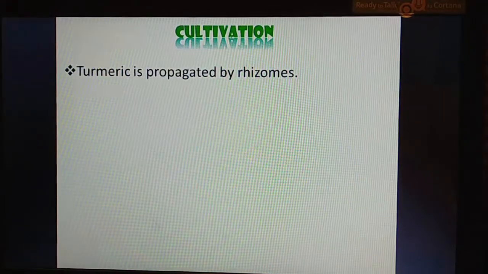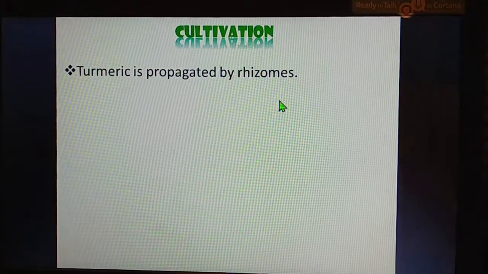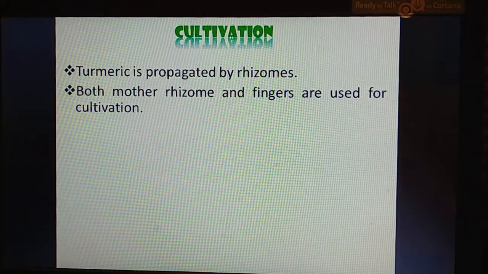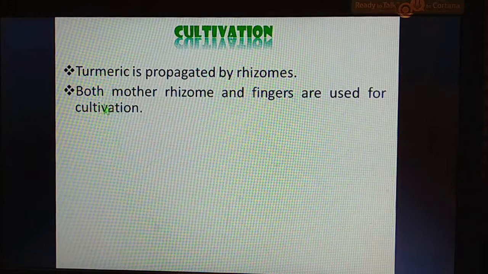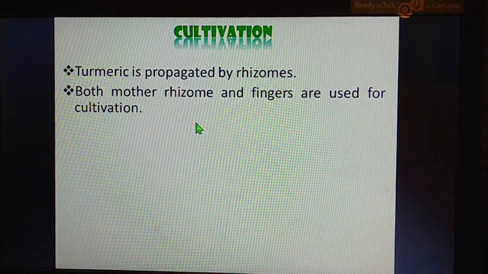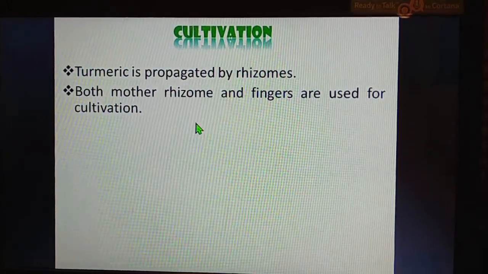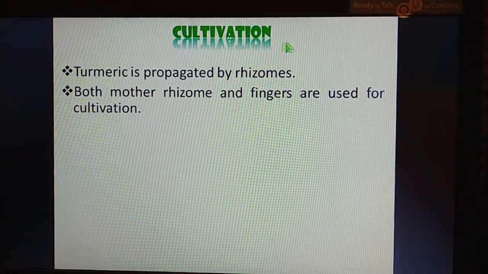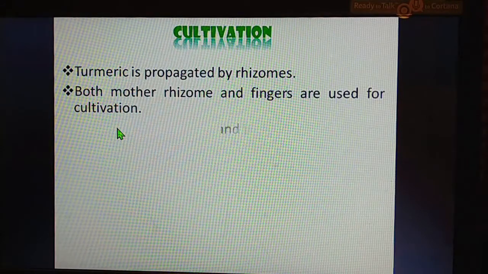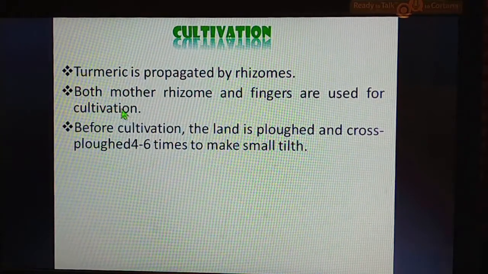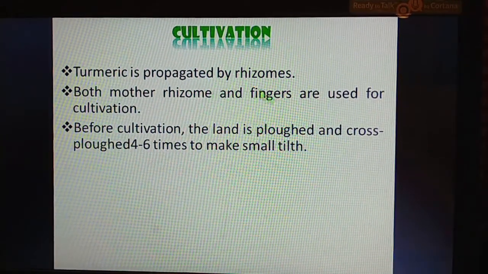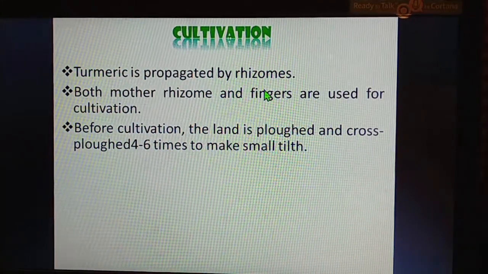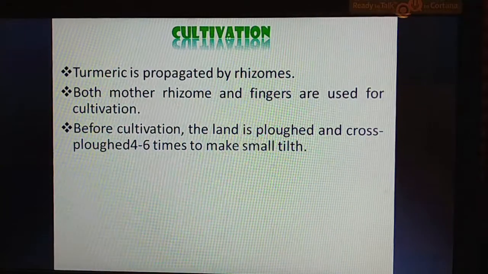Now coming to the cultivation, turmeric is propagated by rhizomes just like ginger, and both the mother rhizome and the fingers are used for cultivation. Both the mother rhizome and the newly formed rhizome, the fingers, are used, but these mother rhizomes and fingers have to have at least one bud, just like in the ginger plant.